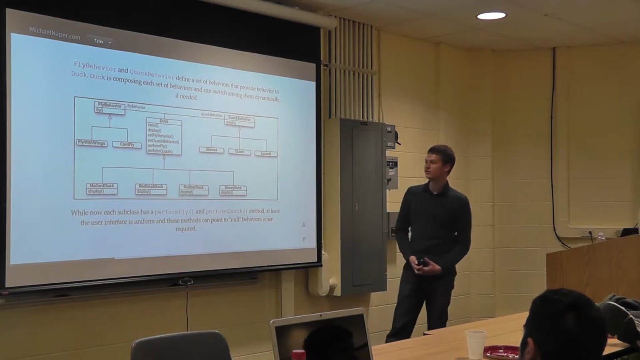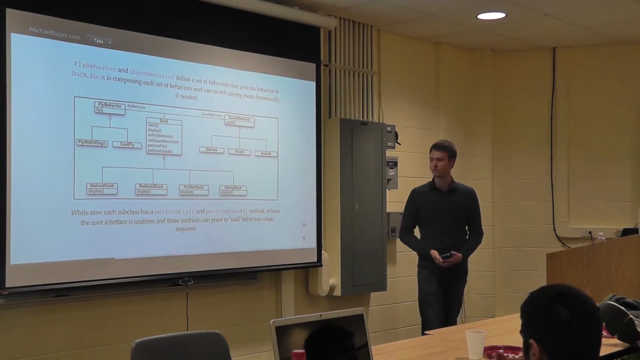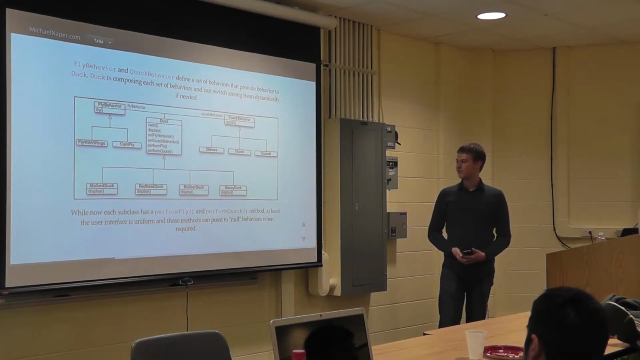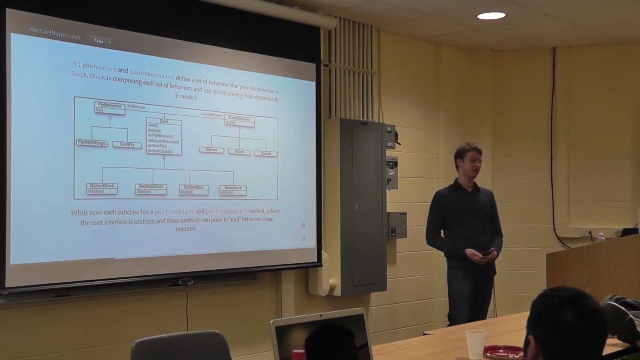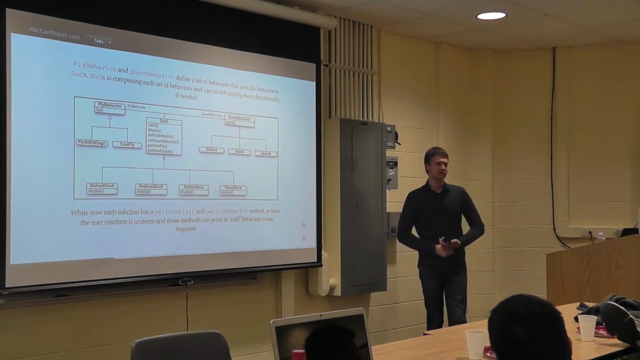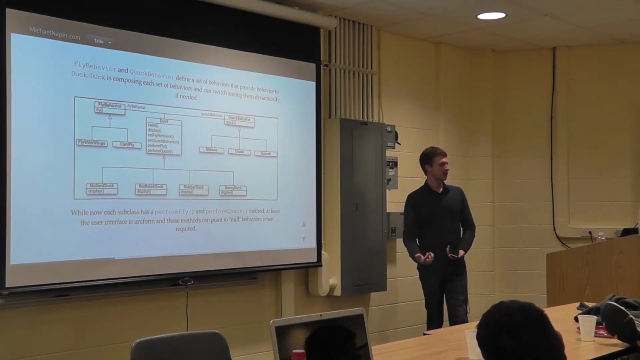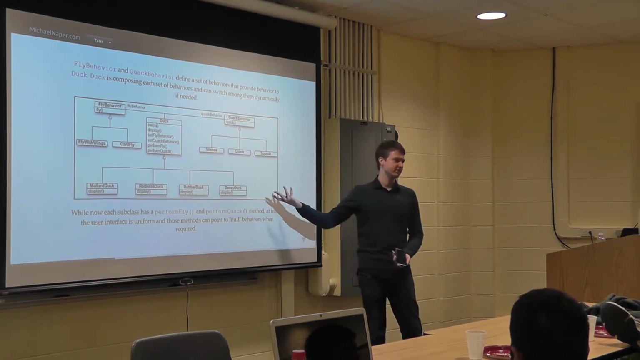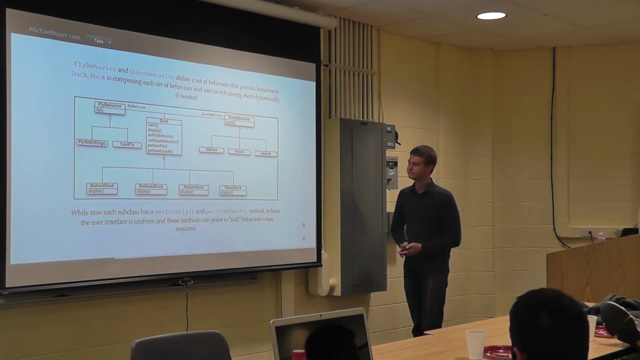And so now, while each subclass has perform fly and perform quack, at least the user interface is uniform, and those methods can point to null behaviors when required. So when you say null, that basically means if this guy doesn't actually do this behavior, what do we fall back on? And for this case, like silence for quack behavior, that would be your null behavior.